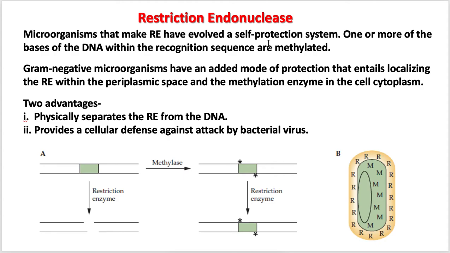Now say for example a bacterium produces a restriction endonuclease. It is not necessary that their whole DNA has to be methylated. Every restriction enzyme recognizes specific DNA sequences. So the bacteria who produce the restriction enzyme only need to methylate that portion of the DNA which that restriction enzyme recognizes. So bacteria protect themselves from their own enzyme this way, through methylation of those recognition sequences.